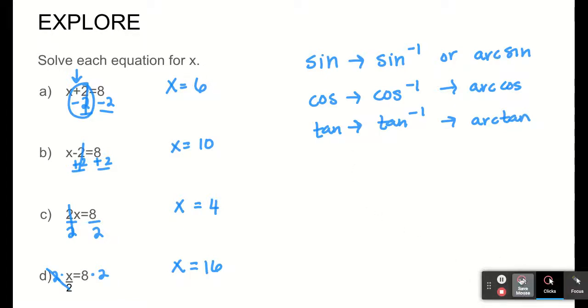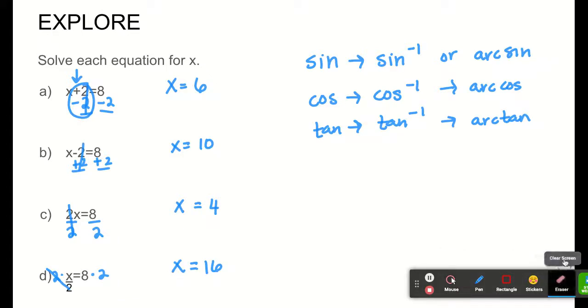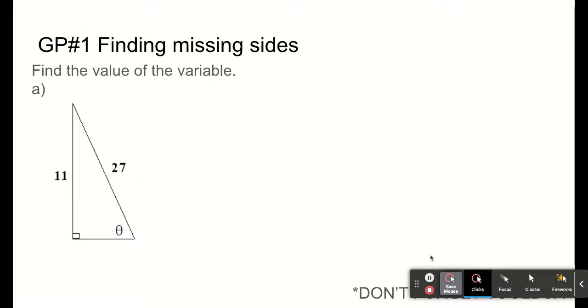Let's go ahead and take a look at our guided practice problem. All right, so here, again, we want to start with our reference angle. So our reference angle is now theta.